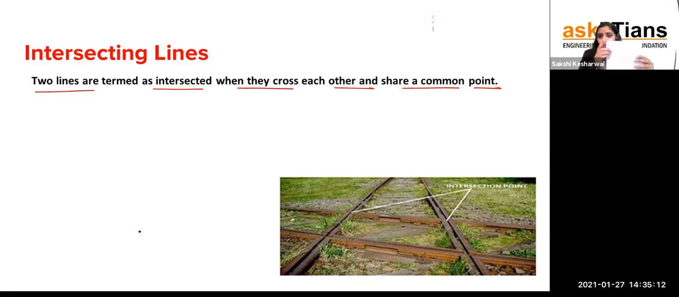They're intersecting at this, what, a common point, right? So this is known as intersecting lines. If you see many figures, you see that two lines are termed as intersecting when they cross each other and share a common point, right?